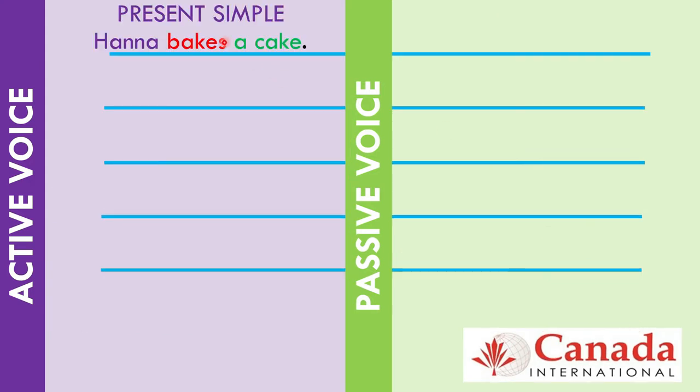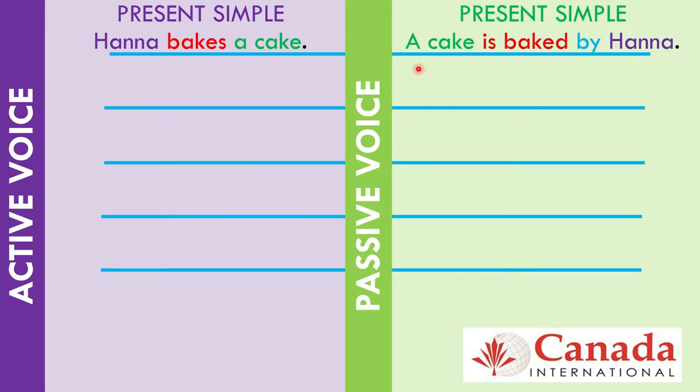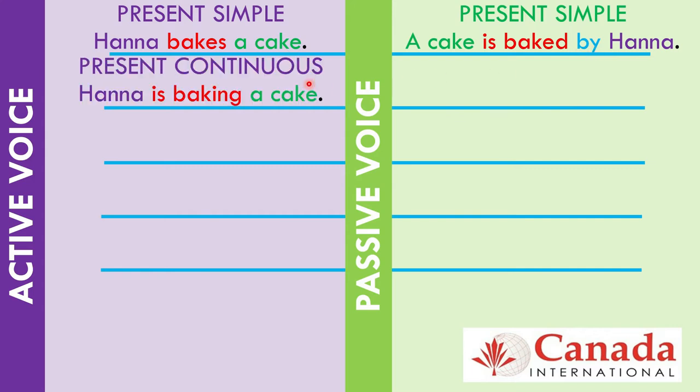Okay, present simple. Hannah bakes a cake. This is the active voice. Remember, the purple area, the active, and the green area, the passive. Now let's see that in passive voice. A cake is baked by Hannah. Remember, the verb to be is in present simple. Okay, and baked would be the past participle of the main verb. By whom? By Hannah.